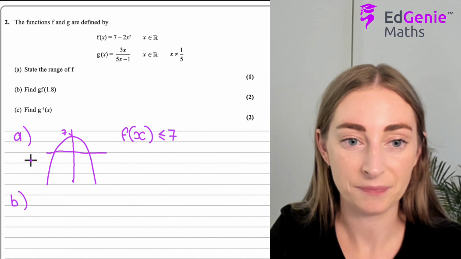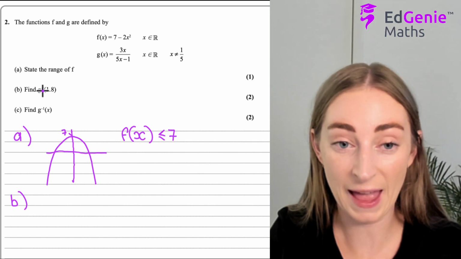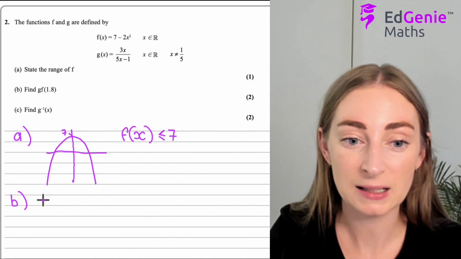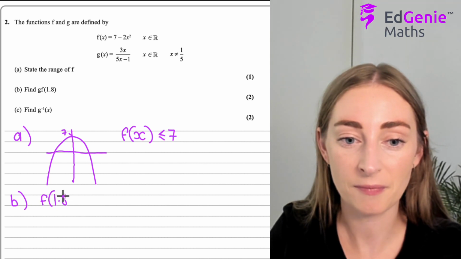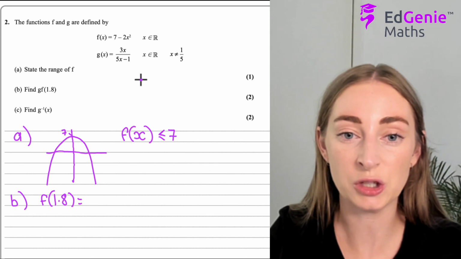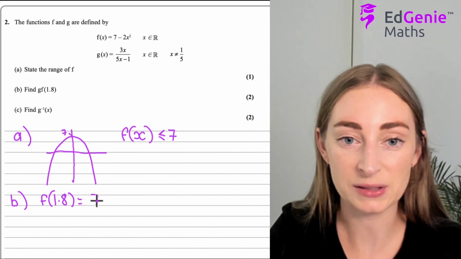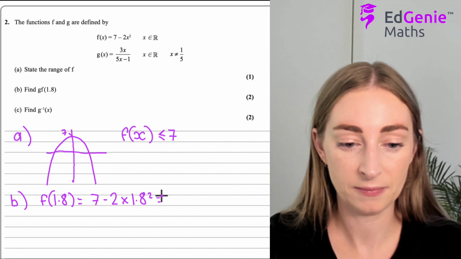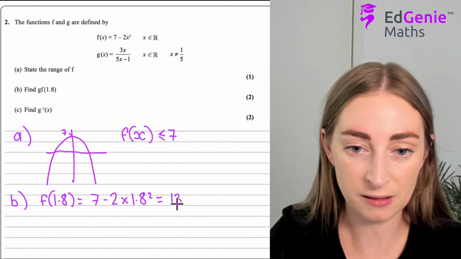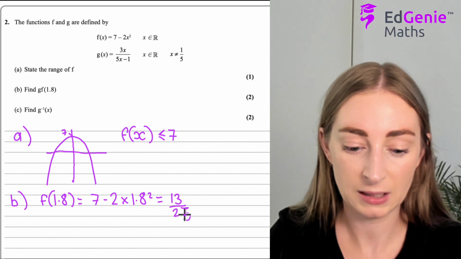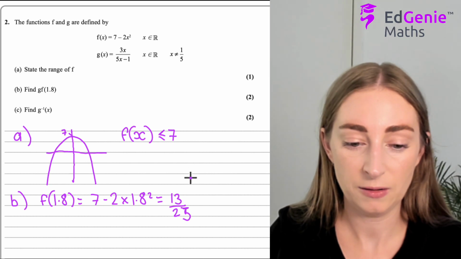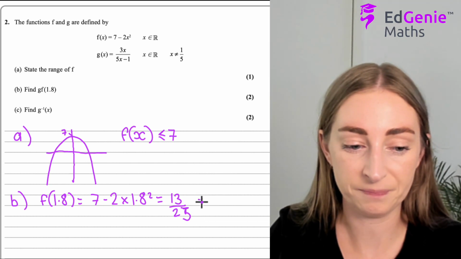Part B. Find, and then we've got g of f of 1.8. So first of all, we can find f of 1.8. So let's do that first. So all we need to do is substitute 1.8 in for x here. So we do 7 minus 2 times 1.8 all squared. Put this into our calculator. And I have got 13 over 25, or 0.52, whichever one we prefer.